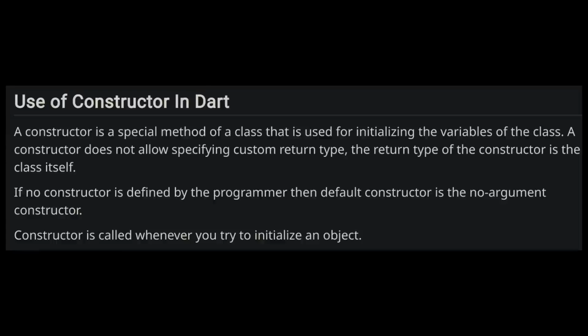A constructor is a special method of a class that is used for initializing the variables of the class. A constructor does not allow specifying custom return types. The return type of the constructor is the class itself. If no constructor is defined by the programmer, then default constructor is the no argument constructor. A constructor is called whenever you try to initialize an object.